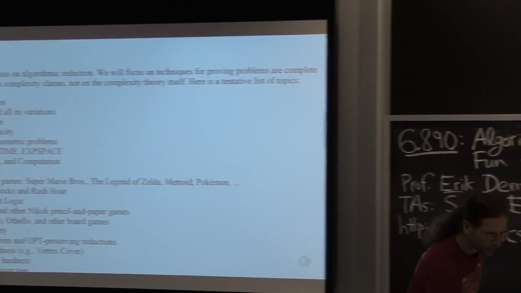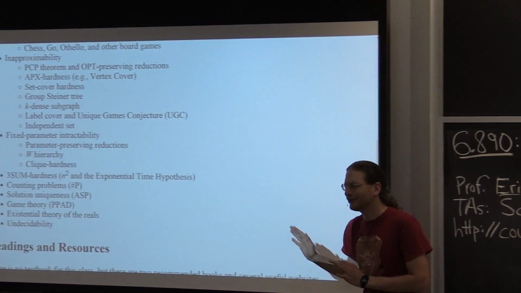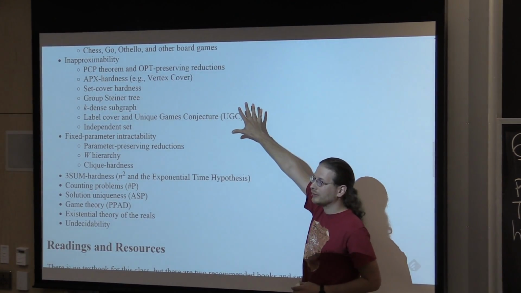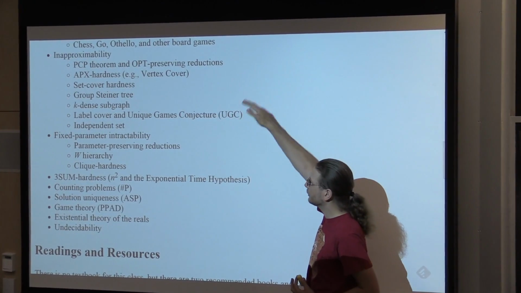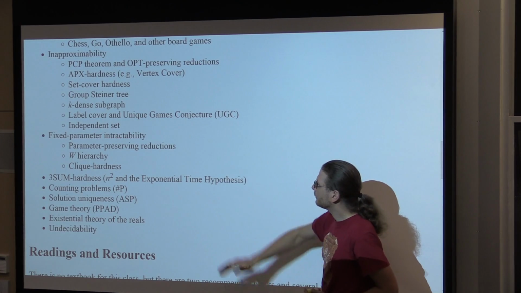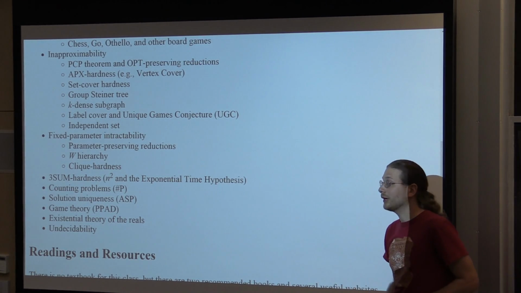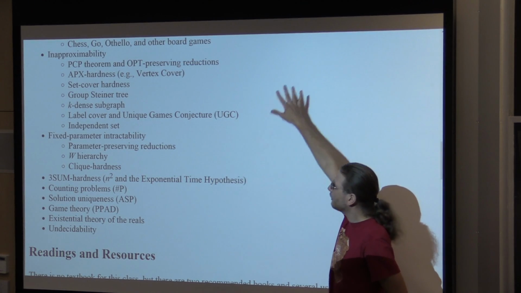Then we will go to inapproximability. This is not necessarily in order, so I shouldn't say then, but we'll talk about when you cannot find good approximation algorithms, and what good means depends on what sort of problem you're looking at. And when you cannot find fixed parameter algorithms, which are fast algorithms when the optimal solution happens to be small. So that's all about not polynomial.